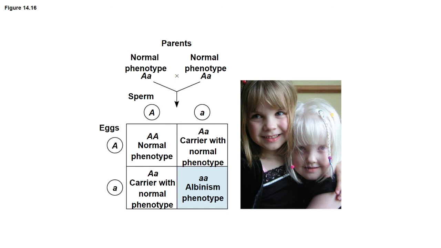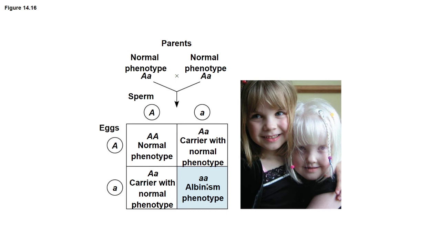So here we have two sisters again. One is showing albinism, one is not. And we see the genotypes of both parents is big A, little a, and both of them have a normal phenotype. They do not show the traits for albinism. But when they come together, big A, little a, we do this cross.